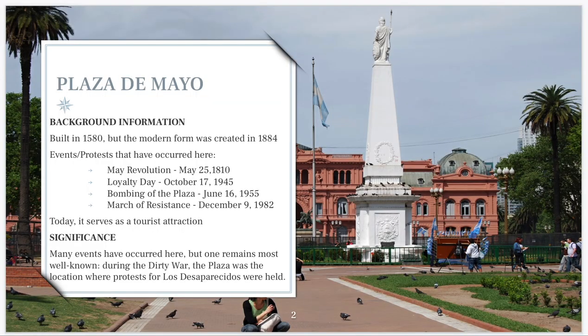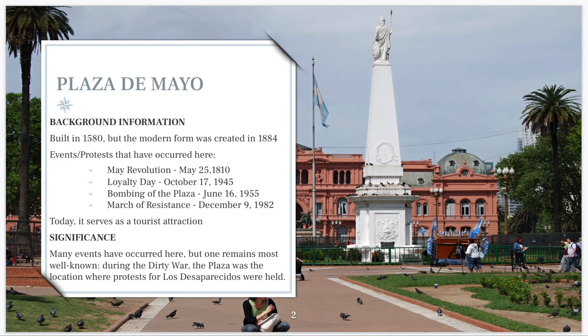Our first stop is the Plaza de Mayo, and some background information about this is that it was originally built in 1580, but the modern form of the plaza was created in 1884. So the form that you see today, the form that is in this picture here, was made in 1884 because it underwent a lot of changes between those 300 years.